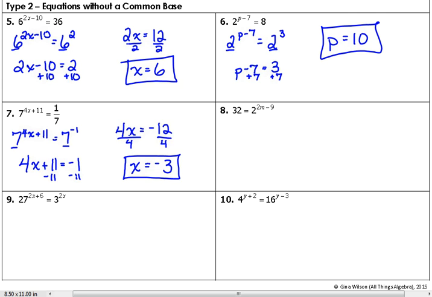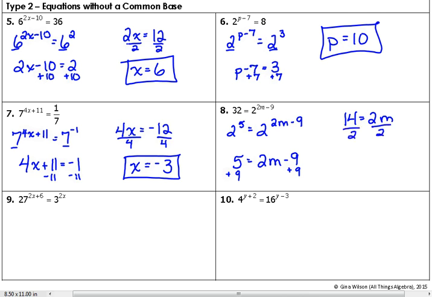Okay, 32 is a power of 2. 2 to the 5th is 32. So we set those exponents equal to each other. 5 is equal to 2m minus 9. Add 9 to both sides. 14 is equal to 2m. Divide by 2. So 7 is equal to m. 2 times 7 is 14. 14 minus 9 is 5. 2 to the 5th is 32.